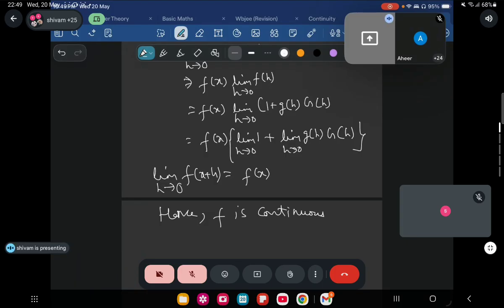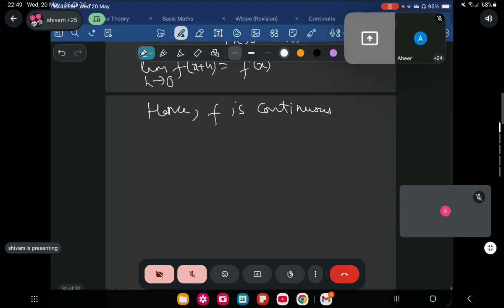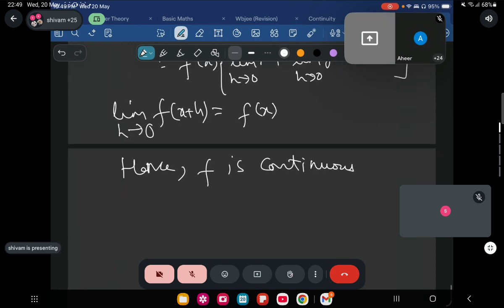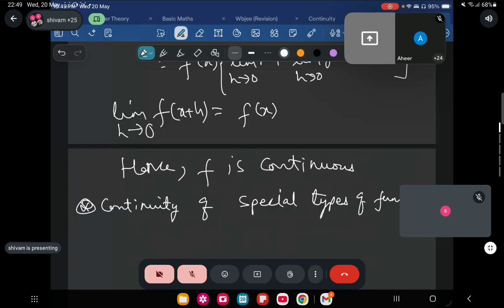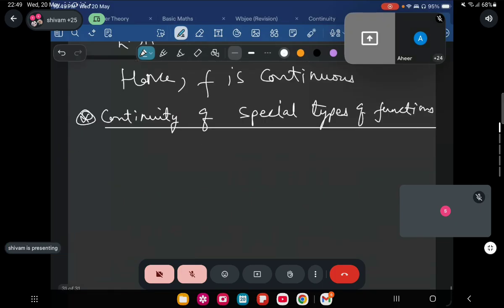Next. Okay, there was another point. Continuity of some special types of functions. f of x equal to signum of x.